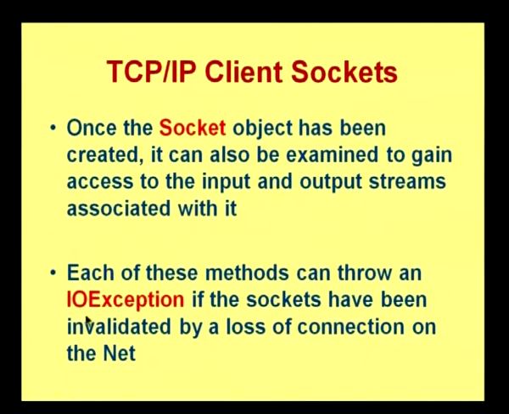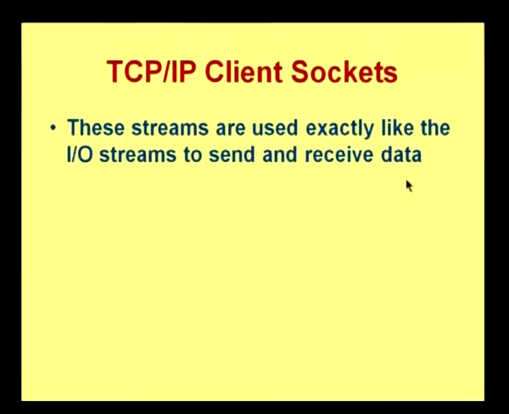Each of these methods can throw an IO exception if the sockets have been invalidated by loss of connection on the network. So, whenever there is a client server connection, if for any reason the connection breaks, this IO exception will be raised and we will come to know that there is no input output communication taking place through the socket at the current instance. These streams are used exactly like IO streams to send and receive data.